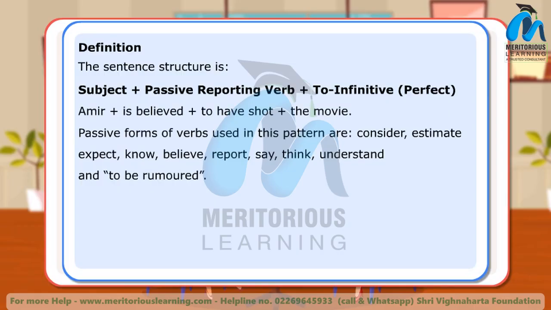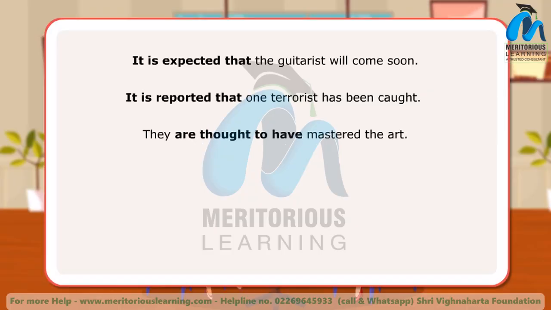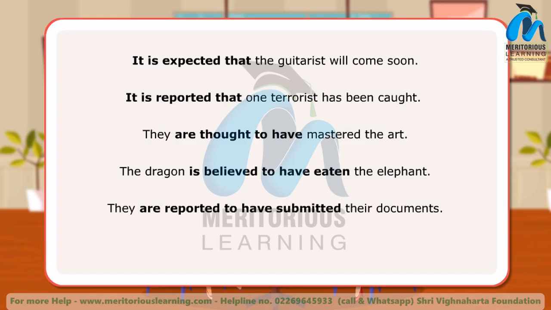Let's have a look at these sentences. It is expected that the guitarist will come soon. It is reported that one terrorist has been caught. They are thought to have mastered the art. The dragon is believed to have eaten the elephant. They are reported to have submitted their documents. The students are instructed to wear proper uniform.